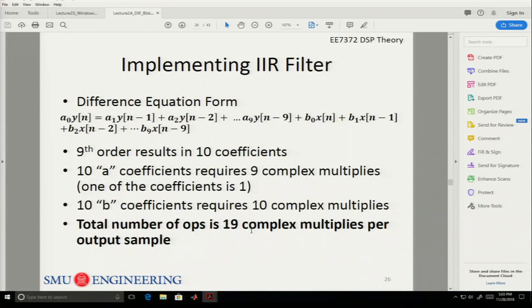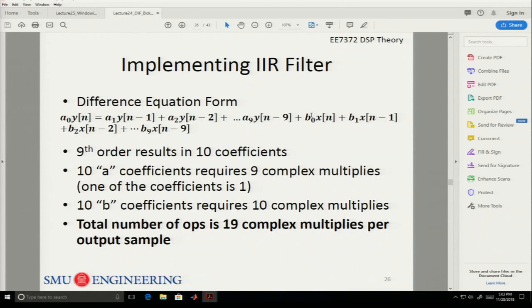So now implementation. What does it cost to actually do this? Let's start with the infinite impulse response filter. We're going to implement this using a difference equation. And if you recall, the difference equation had a form like this equation here, where we have certain A coefficients and certain B coefficients. Since it was a 9th order filter, we have A0, A1, A2, up to A9. And A0 is a 1 coefficient, so it kind of doesn't count.